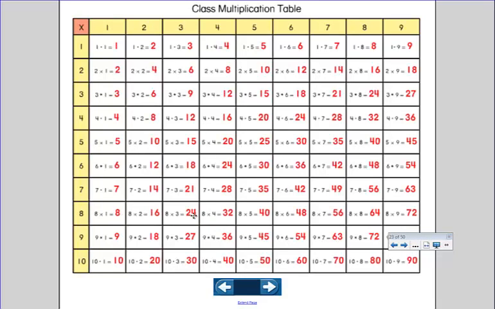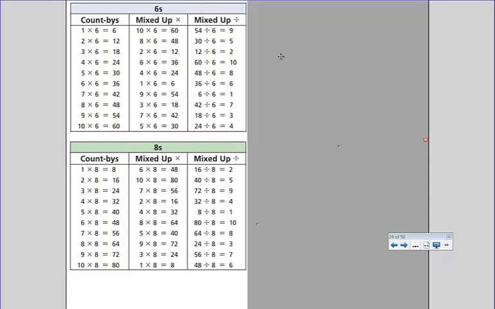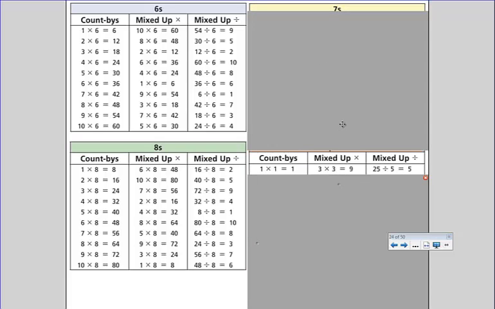8, 16, 24, 32, 40, 48, 56, 64, 72. Or you can go down, the same way. Now, this should go home Wednesday. So you'll have your 6s, your 7s, your 8s, and your square numbers.